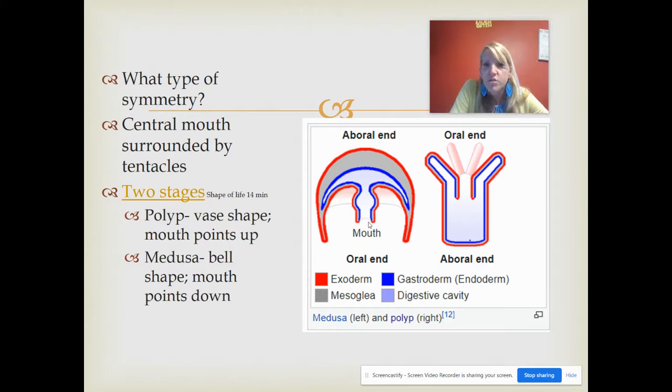This is the jellyfish. Here's the mouth down here. So right here is the mouth. If this is a tentacle, it would sting. Its cnidocytes would shoot out its nematocysts and paralyze the prey. Tentacles would grab it and bring it into its mouth.